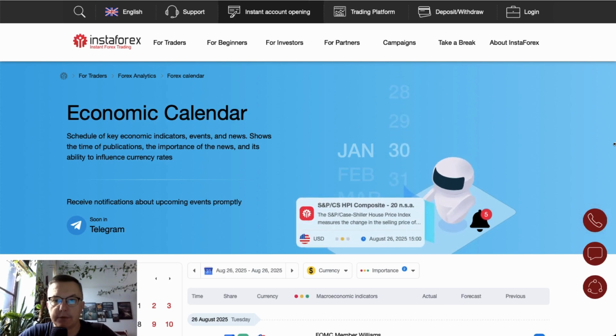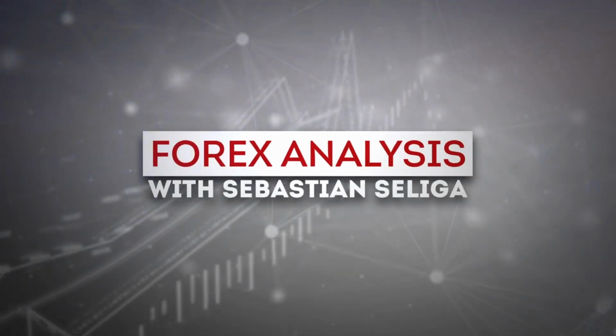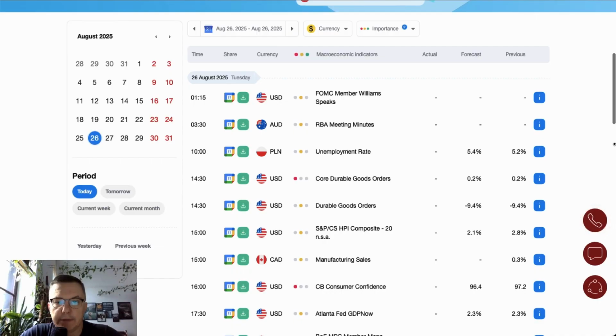Today is Wednesday, August 26, 2025. Let's take a look at the Forex economic calendar for today. We are waiting for the data that are scheduled for release during the US session, because basically the Asian session was non-event and the London session looks like it's non-event as well.